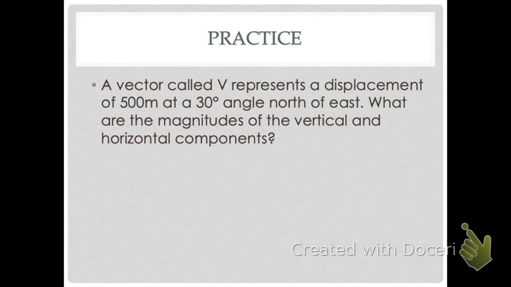Why don't you go ahead and try this one on your own? A vector represents a displacement of 500 meters at 30 degrees north of east. What are the magnitudes of the vertical and horizontal components? We've got to now look at how to draw that angle. Do we feel okay about that, or do you want to see how I do that?